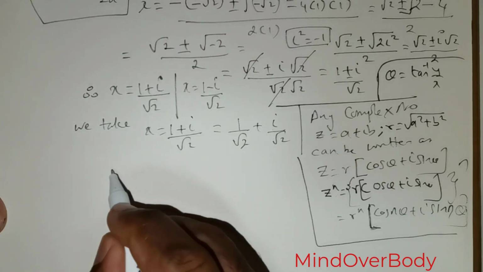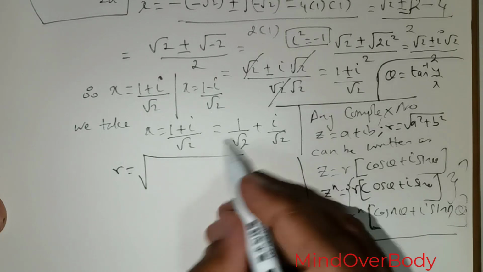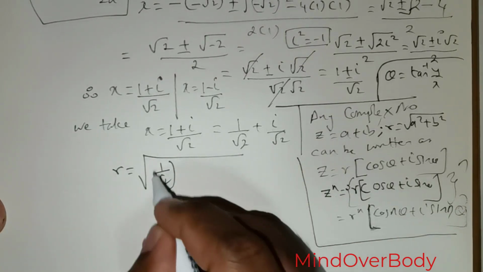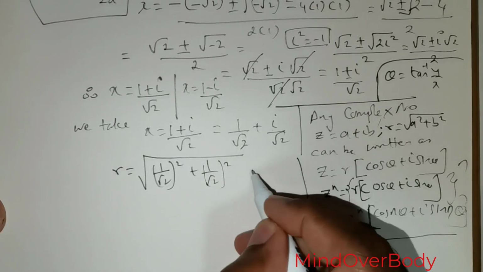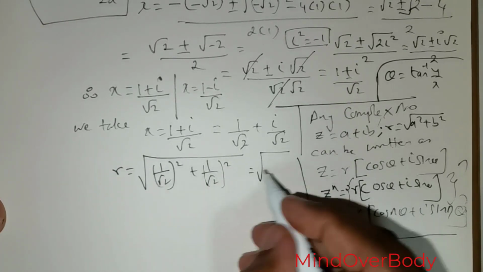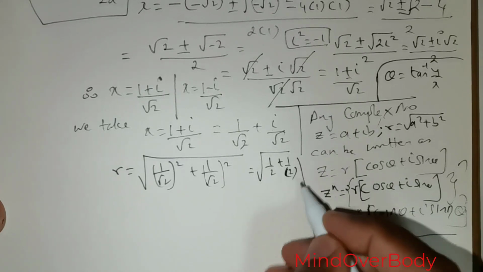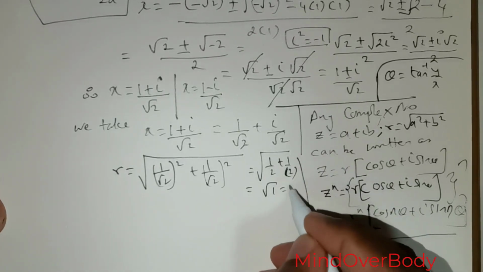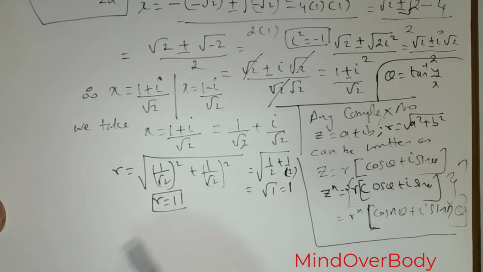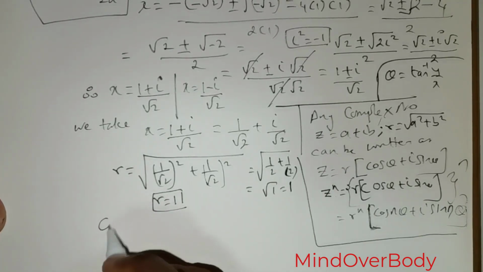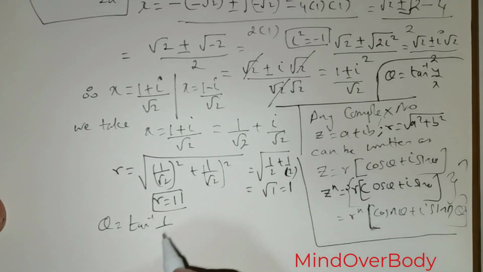These are some standard results that we would be employing here. Foremost, let me find out the value of r. r is equal to square root of a squared plus b squared. That's going to be 1 over root 2 squared plus 1 over root 2 squared, which is 1 over 2 added with 1 over 2, which is root of 1, which is 1. So my modulus, my r, is equal to 1. Now theta is equal to tan inverse of y, which is 1 over root 2.